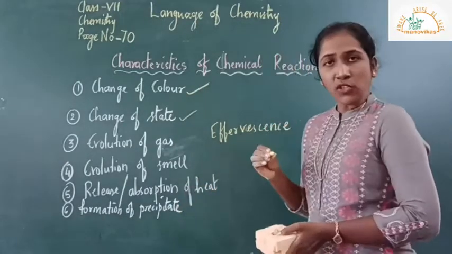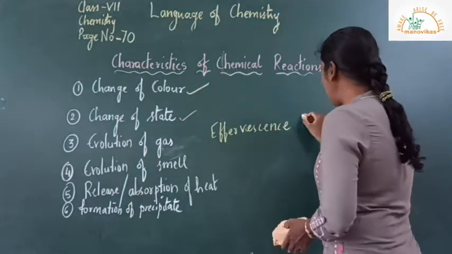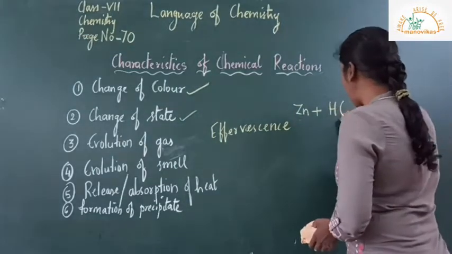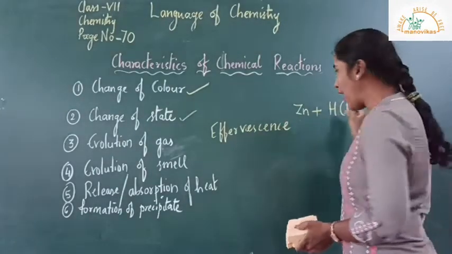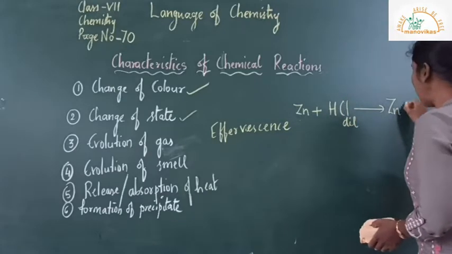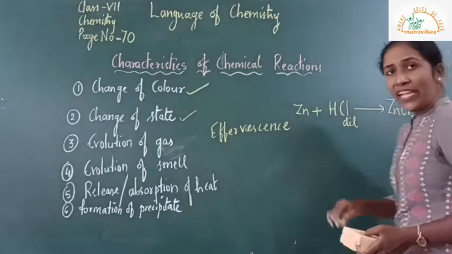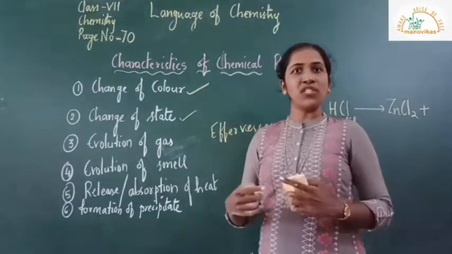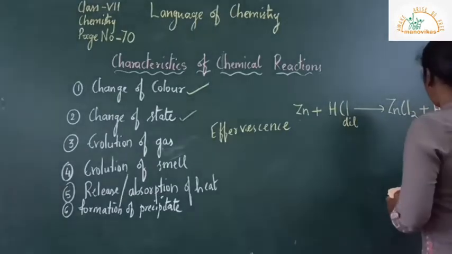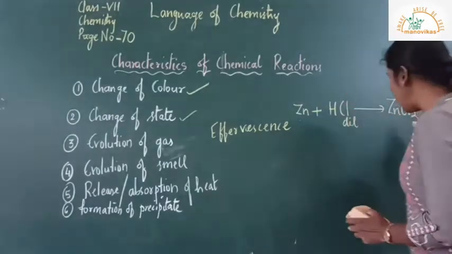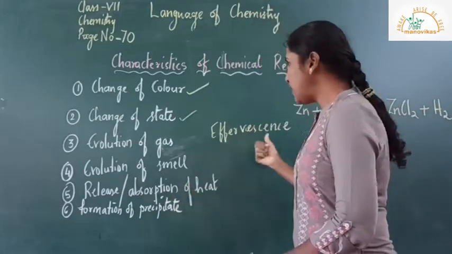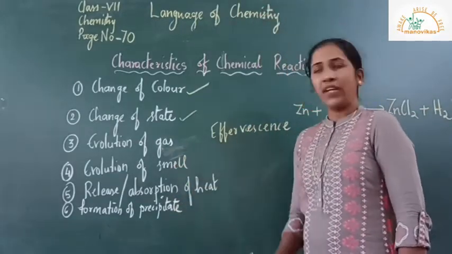Now here also we can take an example, zinc metal. When it comes in contact with dilute hydrochloric acid, what we will get is zinc chloride, and you can see the bubbles, you can see the effervescence, that is hydrogen. Okay. So here this hydrogen will come out in the form of bubbles. So this is the example of evolution of gas.